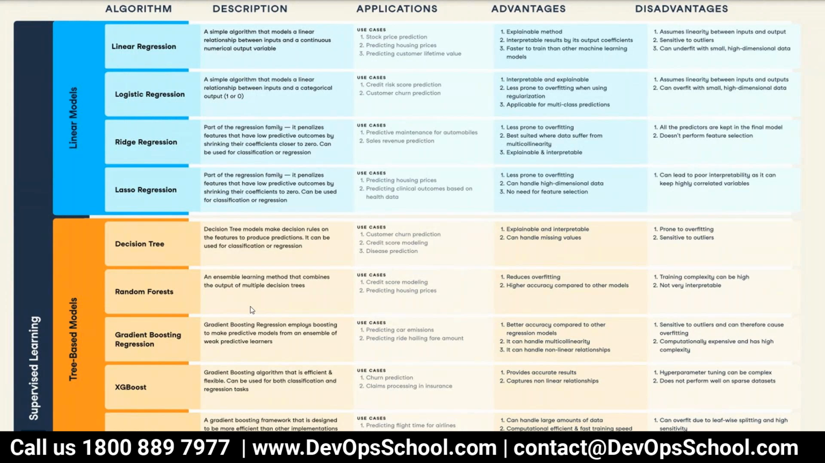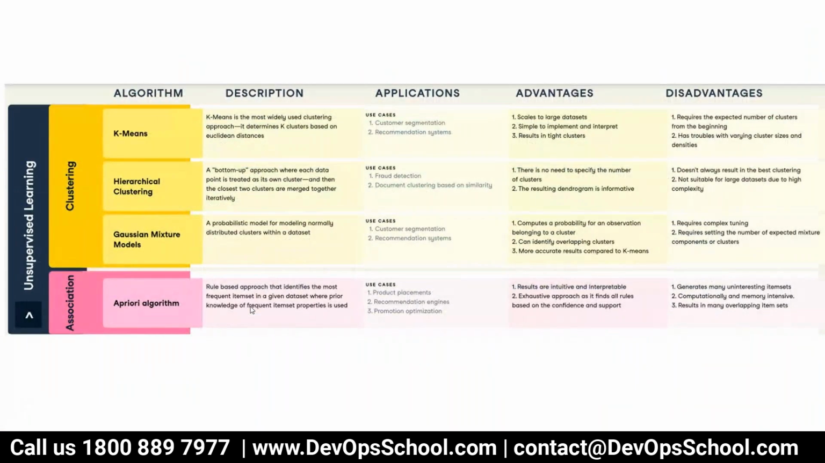We have algorithm categories such as linear regression, logistic regression, ridge regression, and lasso regression, decision tree, random forests, gradient boosting regression, XGBoost, LightGBM regression. So these are all the categories which you see. Tree-based models and linear models are part of supervised learning. And in unsupervised learning, we have k-means, hierarchical clustering, Gaussian mixture models, and Apriori model. So many models, many algorithms we have.